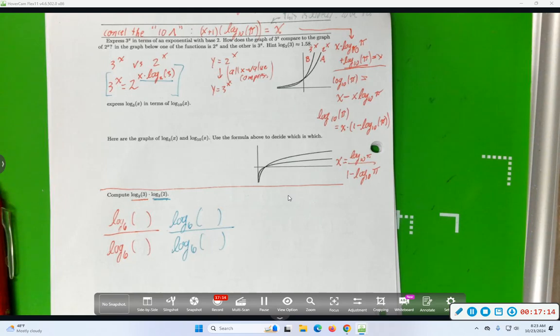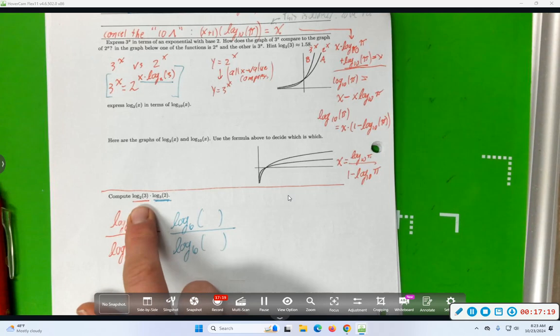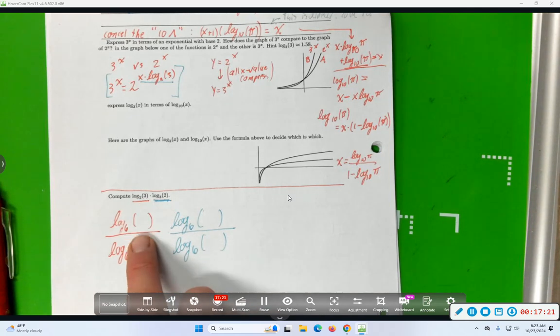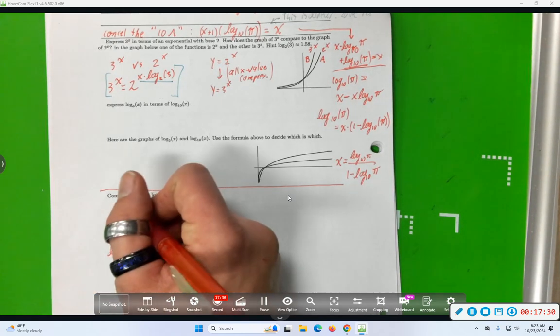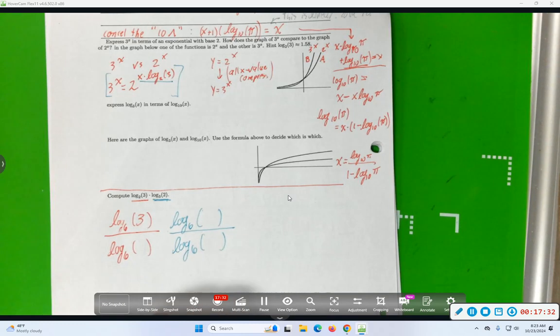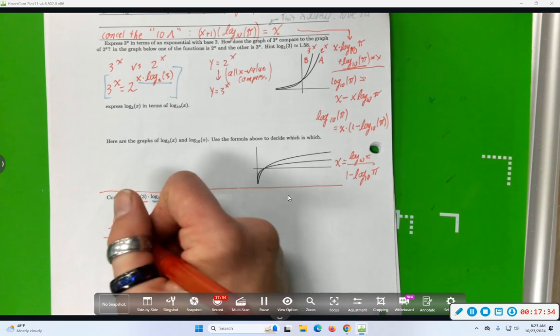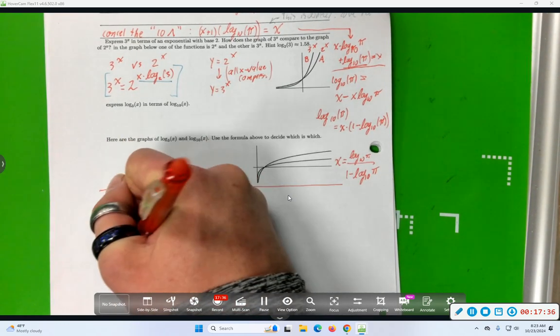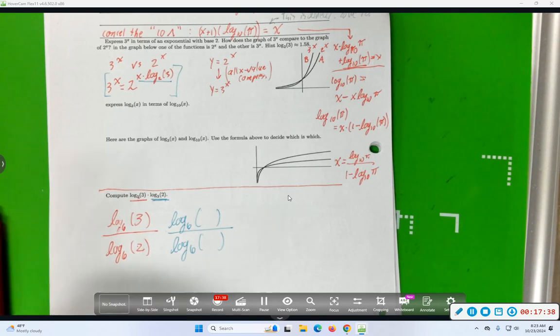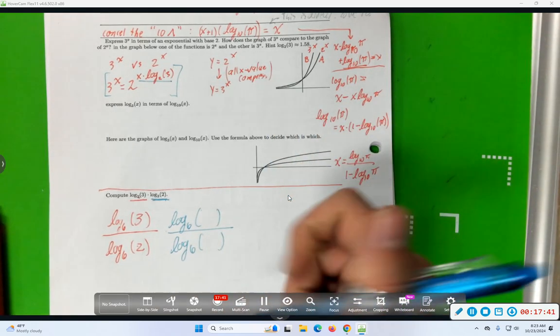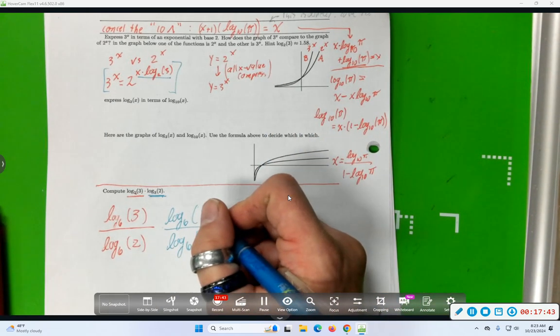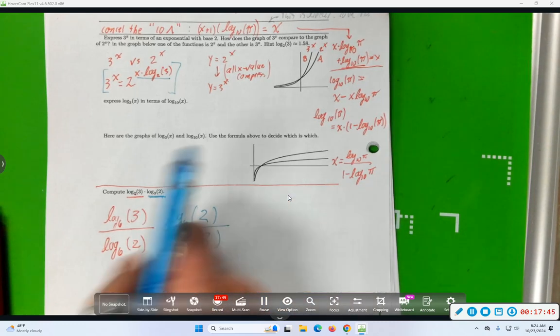So, now you just have to tell me what goes in those parentheses. When you're at log base 2 of 3 using the change of base formula, what goes in the parentheses on top? 3. The thing in the parentheses goes in the parentheses on top. The thing on the bottom? 2. The base of the log goes in the log on the bottom. Same thing with the thing that I wrote in blue. 2. And? 3. All right.